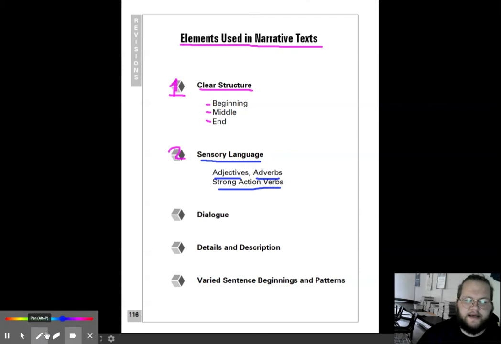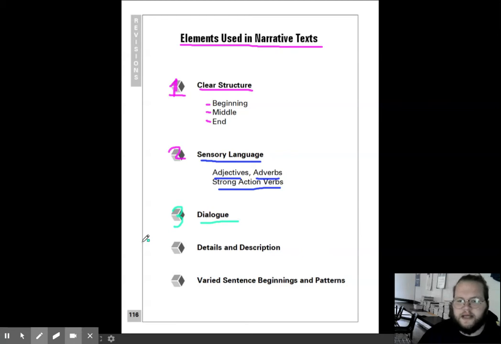The next thing is dialogue. Dialogue. Diálogo. Personas hablan, for example. Number 4 is details and description. So detalles y descripciones. And number 5, varied sentence beginnings and patterns. This we may or may not get to.